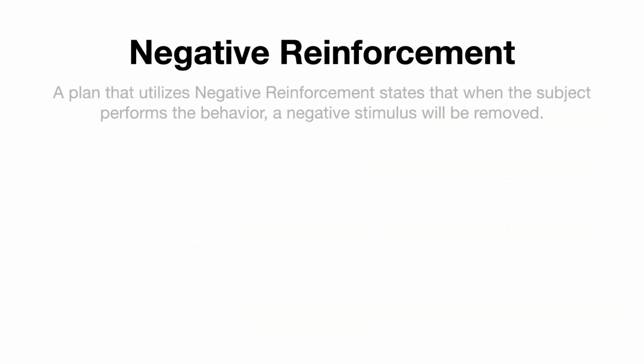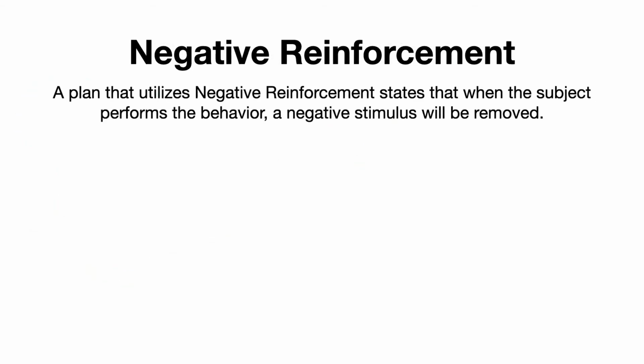So negative reinforcement is a plan where, when the subject performs the behavior, a negative stimulus will be removed. The negative stimulus is present. It's part of the A. It's part of the antecedent. And the plan informs the subject that if they perform a certain behavior, the negative stimulus will go away.